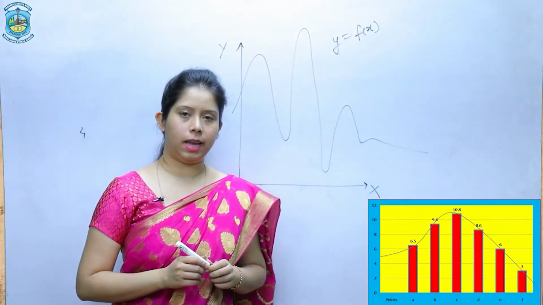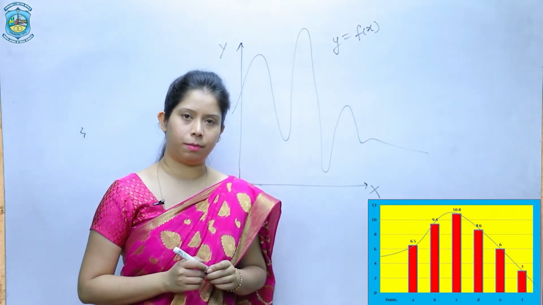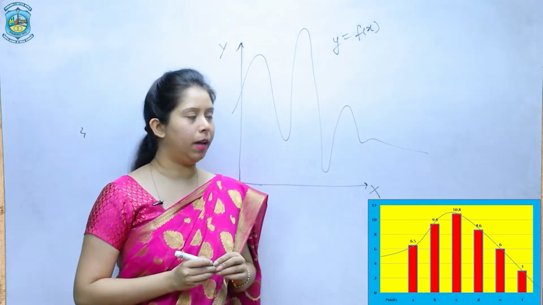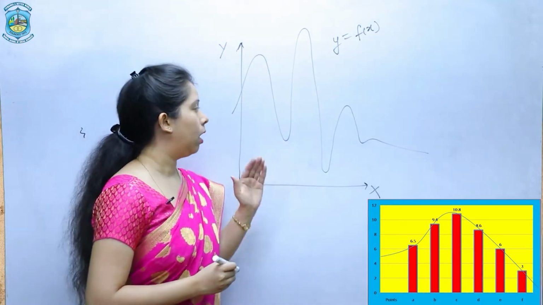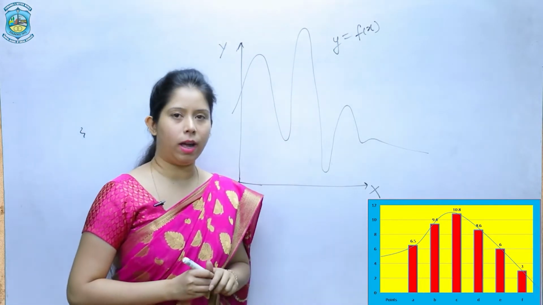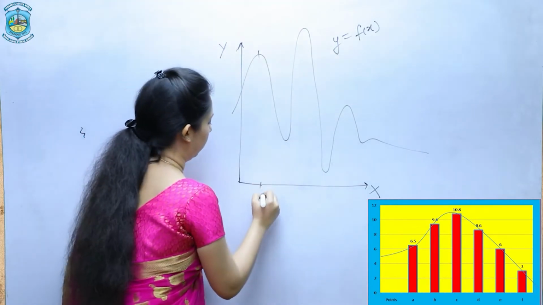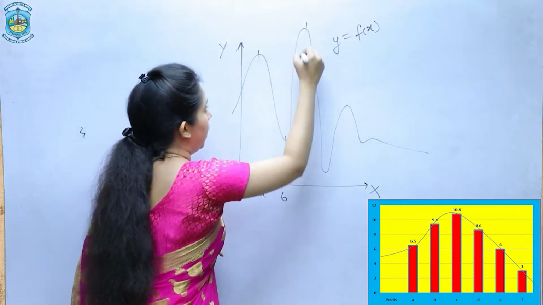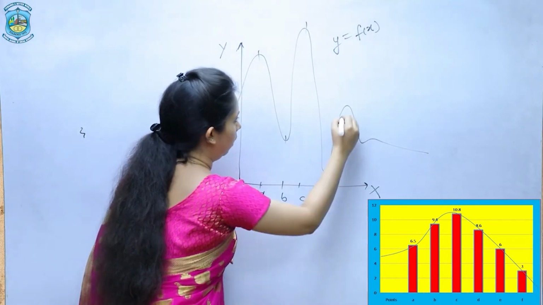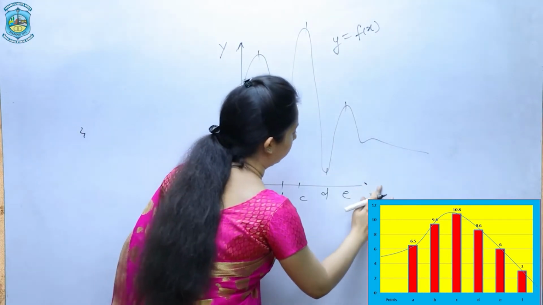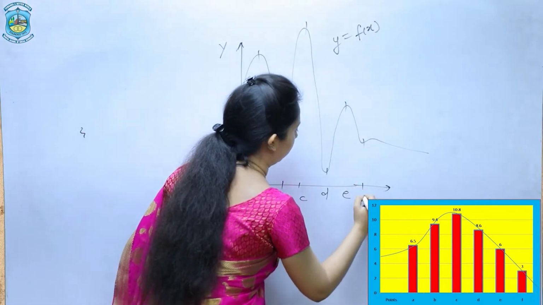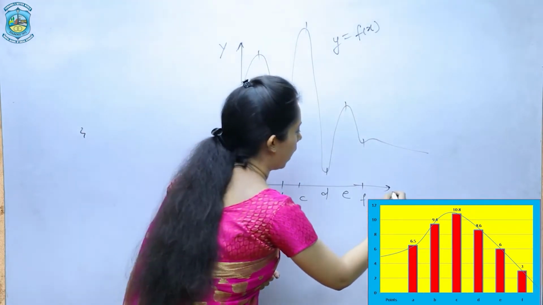For this, we consider a function y equal to f of x and consider a graph for it. Suppose y is equal to f of x be a function of x. Then its graph will be something like this. Now every graph has peaks and valleys. Let us mark these points as A, B, C, D, E and F. So these are the points on the x-axis.